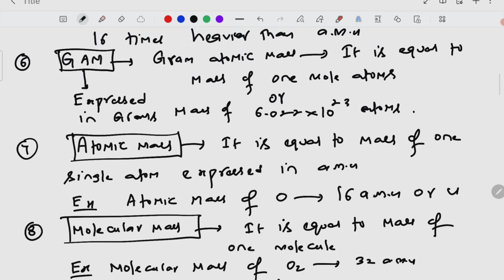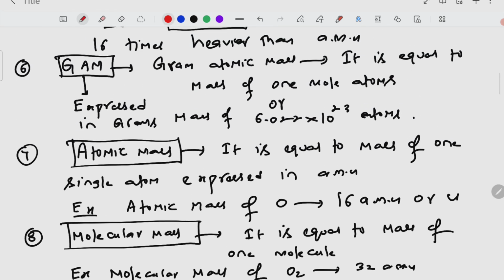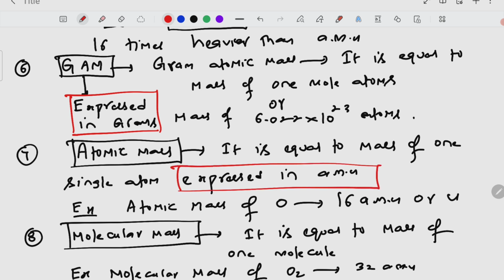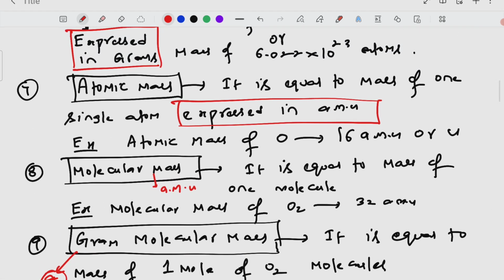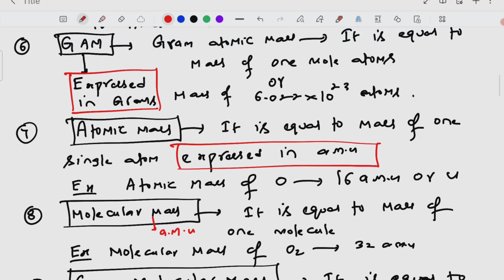Here the most important thing to focus on: gram atomic mass is expressed in grams. Atomic mass is expressed in AMU. Molecular mass is also expressed in AMU. Gram molecular mass is expressed in grams. These are the most important key terms where students generally make mistakes. Gram molecular mass is expressed in grams, molecular mass in AMU, atomic mass in AMU, gram atomic mass in grams.